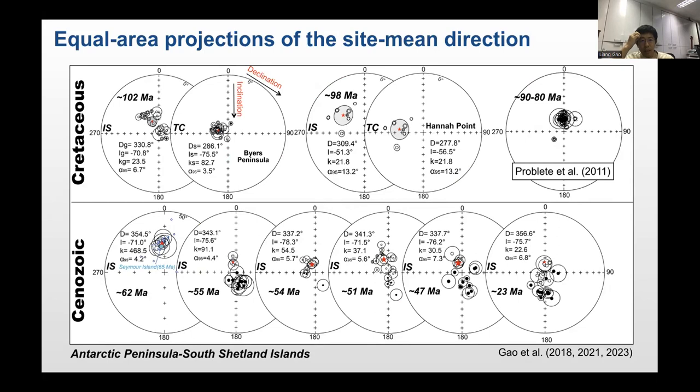These are the paleomagnetic data from 100 million years ago to about 23 million years ago. The data from the Byers Peninsula passed the fold test. The data collected from the Cenozoic strata show a similar paleomagnetic direction before the tilt correction. Because these are volcanic rocks, it is hard to determine the bedding strike or the bedding of these rocks. But the similar pattern from the Antarctic Peninsula and also the South Shetland Islands proves that the Cenozoic paleomagnetic data do not need a tilt correction.